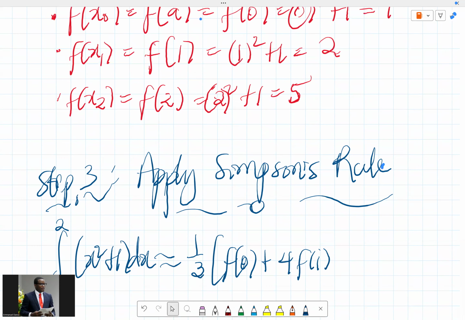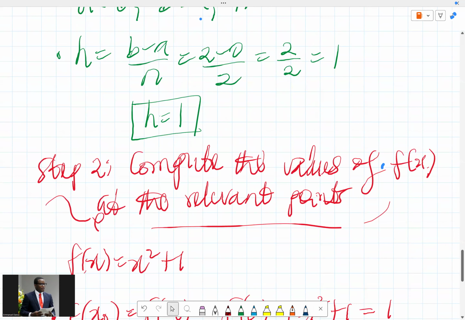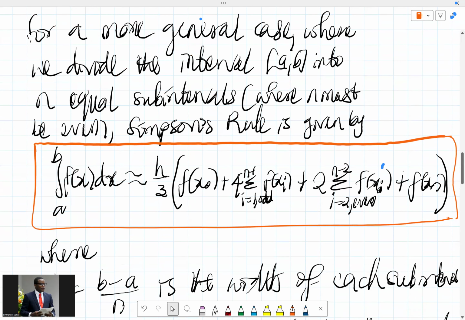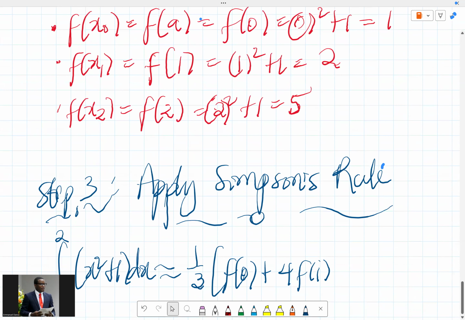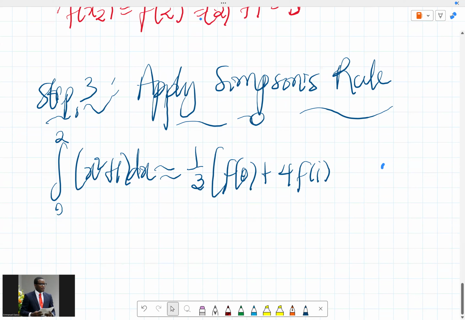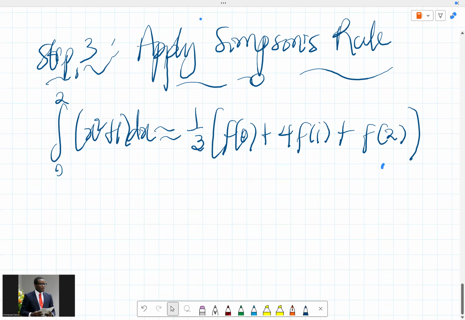That's the odd number now. If you look at this, 4 times the odd, 2 times the even. If we add more odd values, then we'll include them. So we have 4 of f1 plus, since we don't have anything in between, we just say f2 straight. But if we have other values in between, then we'll say 2 of even. So this is f of 2 directly.